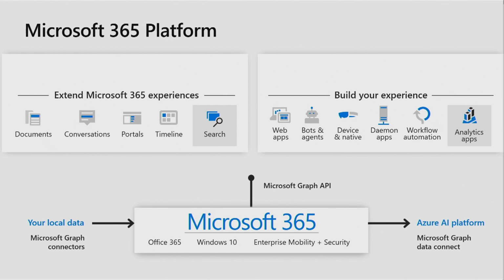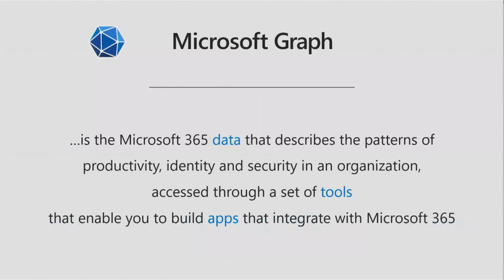So I'm going to wrap up. Microsoft Graph is the data that describes the patterns of productivity, identity, and security in your organization. You can have a variety of tools to access that data that enable you to build apps that integrate with Microsoft 365. Now, there are always constant new things coming to Microsoft Graph. So in order to keep up to date with what's going on and all of the Build announcements that we have for 2020, I recommend that you go to aka.ms/graph what's new.